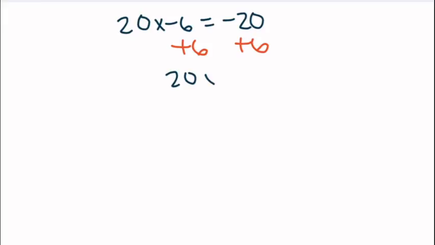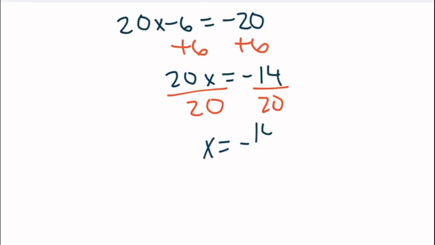Let's try 20x minus 6 equals negative 20. We're going to add 6 on both sides, which will get us to negative 14. And so we're going to divide by 20. So x is equal to negative 14 over 20, which can be simplified into negative 7 over 10.